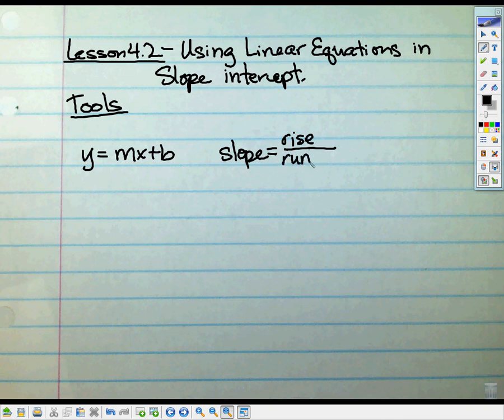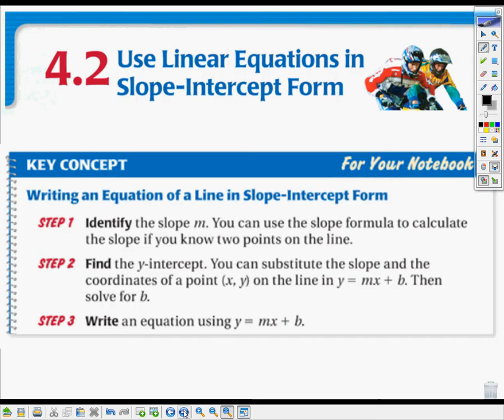And if you work with two given points, you'd be using the equation that m, or slope, equals y2 minus y1 over x2 minus x1. If we take a look at what's in your book, you don't have to copy any of this down, but lesson 4.2 starts on page 232.